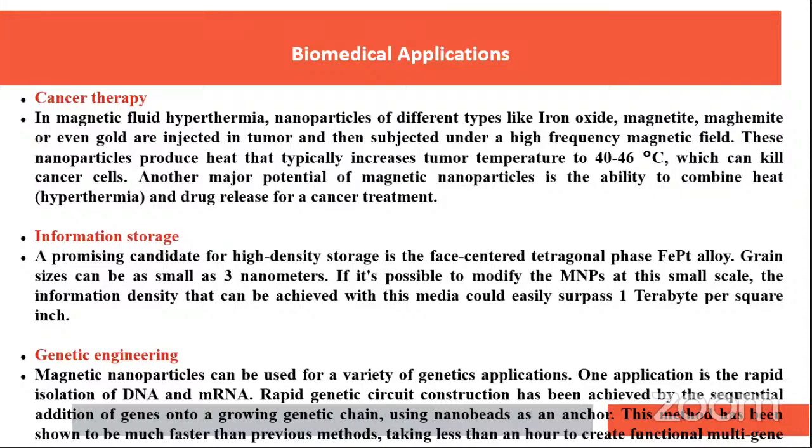Here, three main applications. These are biomedical applications, and one of the most prominent applications is cancer therapy. In magnetic fluid hyperthermia, nanoparticles of different types like iron oxide and magnetite type materials are injected into a tumor and then a high frequency magnetic field is applied, and because of that the temperature increases up to 40 to 46 degrees centigrade, and this can kill the cancer cells. So this is one of the good methods to treat as well as to detect cancer. Information storage is also useful, and in genetic engineering these magnetic nanoparticles are useful in this application also. Next.